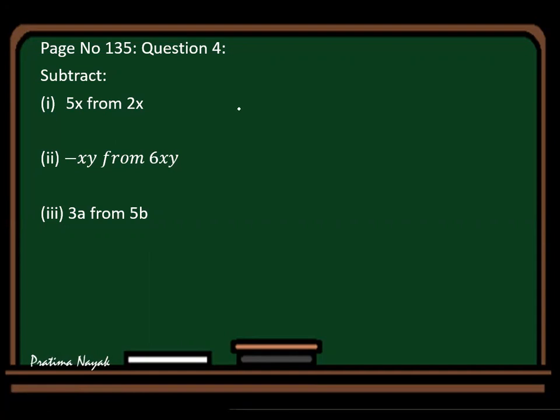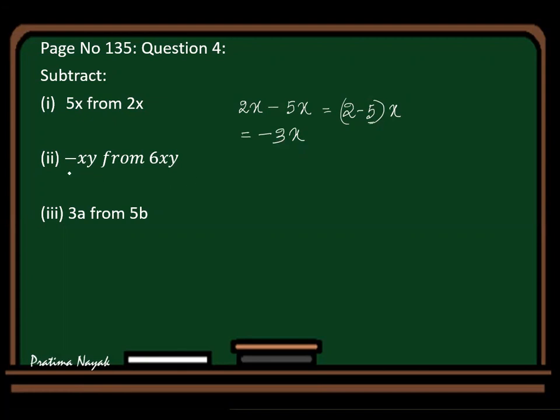So you know how to write the subtraction. First you'll write 2x, from which we'll subtract 5x. So 2x minus 5x. Then if I take the numerical coefficients, I get 2 minus 5 into x. How much is 2 minus 5? Everybody knows it. It is negative 3. So negative 3x, because here the negative is greater, and you'll write this.